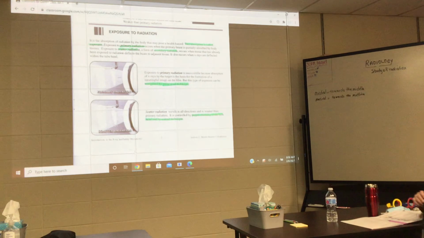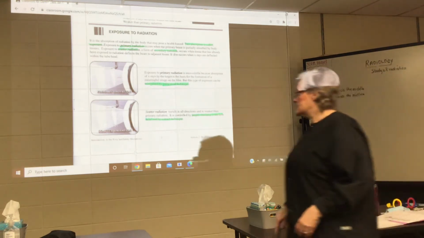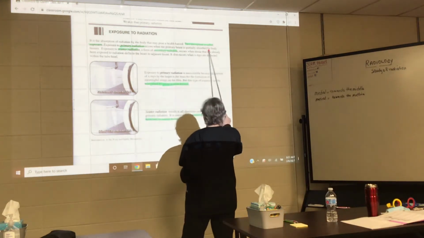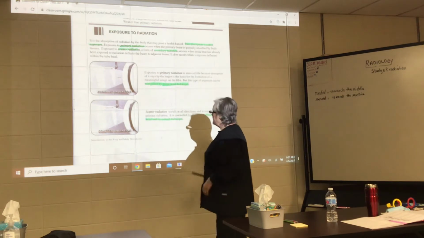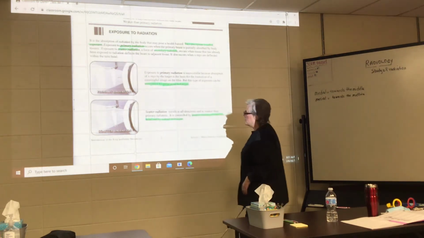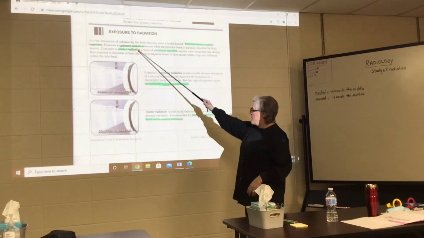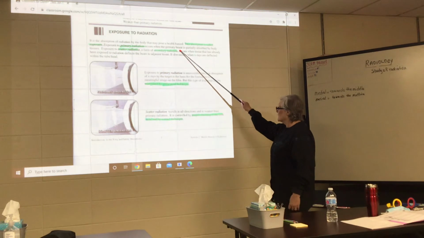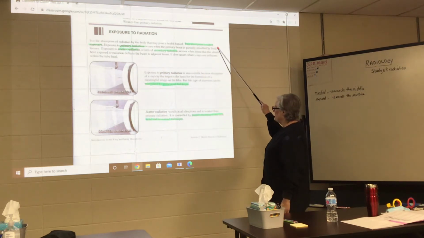It is the absorption of radiation by the body that can pose a health hazard. The absorption is called exposure. Okay? Anytime there's an absorption, it's called an exposure. Exposure to the primary radiation occurs when the primary beam is partially absorbed by the body.